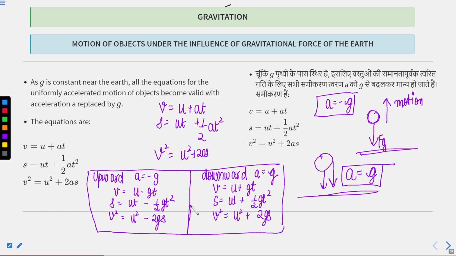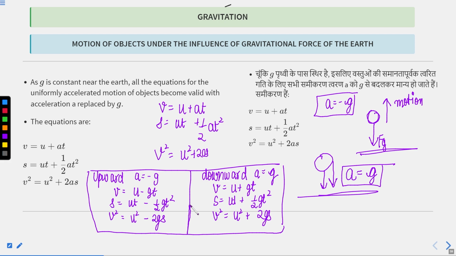Clear, class? I hope these three equations are clear to you for the upward direction and for the downward direction. So in today's class, we have learned about gravitational acceleration and free fall. When an object is falling under the influence of gravitational force, then that object is said to be doing free fall, and the force responsible for free fall is gravitational force.